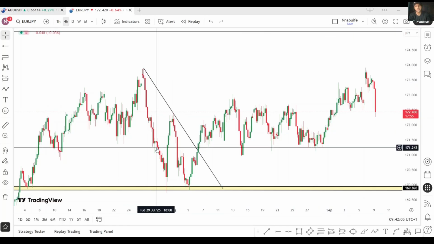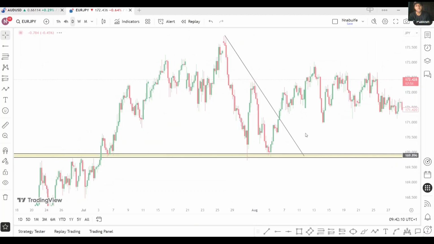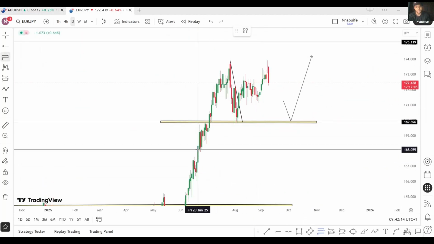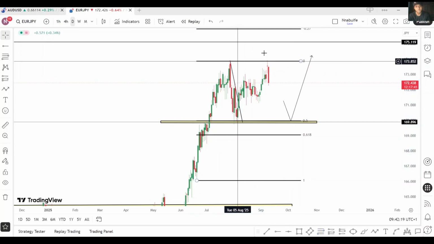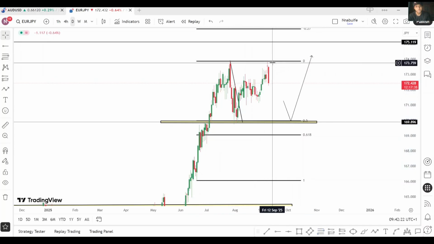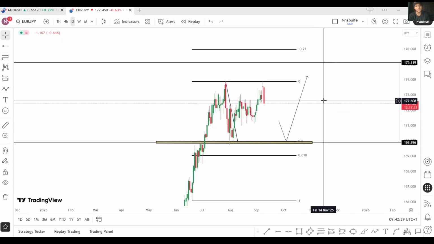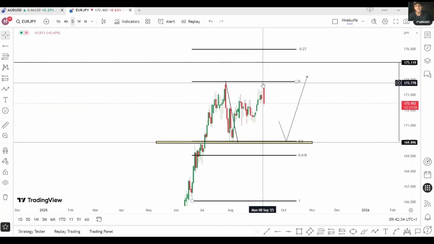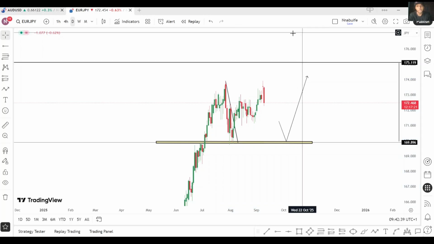If I should draw my Fibonacci, this is actually a Fibonacci level. Let me go to the daily time frame and draw it. So swing low to swing high. You can see the point right here. This is 173.871. So this is actually the 100% Fibonacci level. So price tapped, then rejected back to the downside to show you how powerful this Fibonacci zone is.